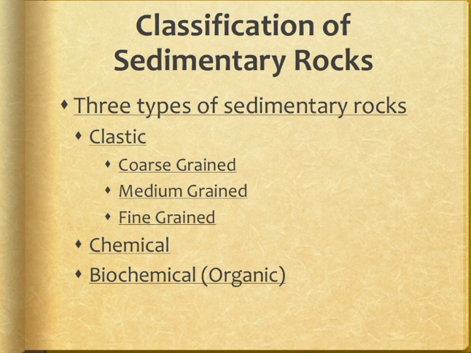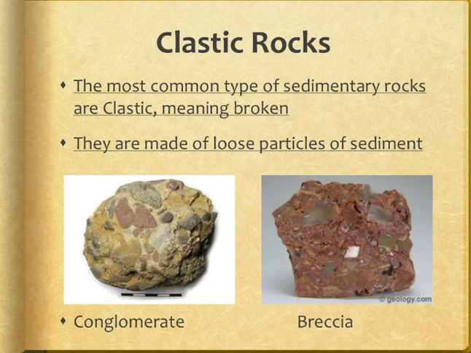So there are three main types of sedimentary rocks. You have clastic, chemical, and biochemical. And then we can also break clastic down into coarse, medium, and fine grains. So first we can look at clastic rocks, and these are the most common types of rock, and clastic just means broken. So essentially they're made up of loose particles of sediment.